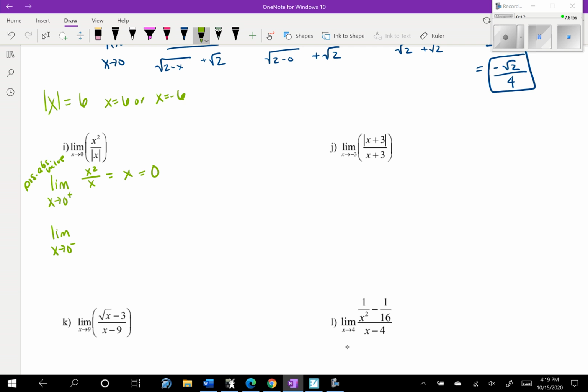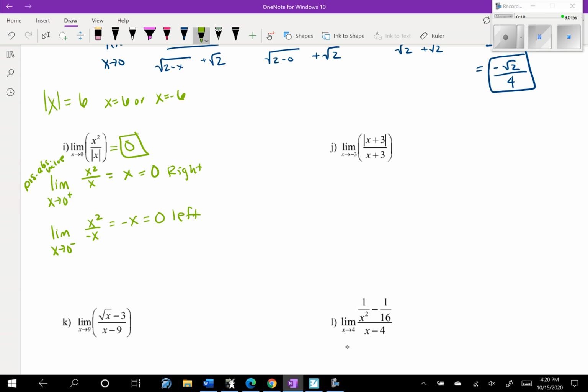Down here, if I look at the left side of 0, going algebraically, that means I'm looking at the negative absolute value of x, so the negative x. When I plug in 0, the limit of a constant is a constant, so in this case negative 0 is the same thing as 0. So the right side and the left side are both coming to the same value, therefore the limit exists and is equal to 0. And you could also look at that graphically as well.